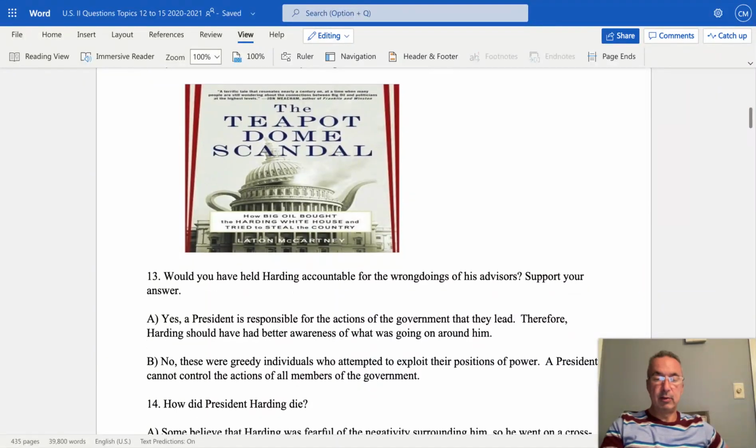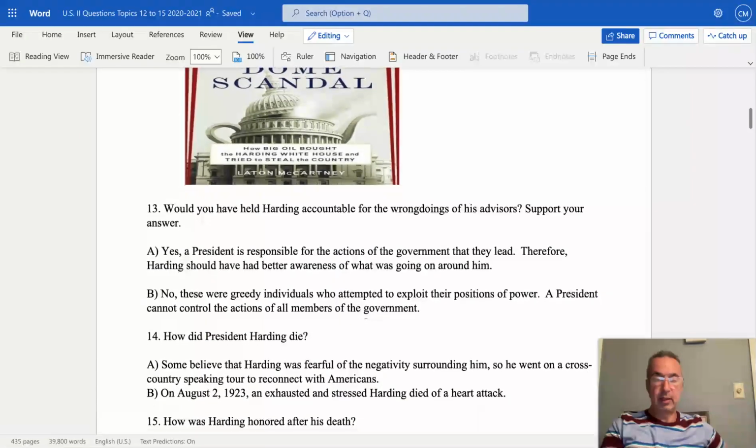Unfortunately for Harding, he's going to die in 1923 unexpectedly. Some believe that Harding was fearing the oncoming ramifications of the scandal and the negativity surrounding him. He actually went on a cross-country speaking tour to reconnect with Americans. By August of 1923, he was exhausted from the journey across the country. And through the stress, Harding had complications from a heart attack and died of natural causes.